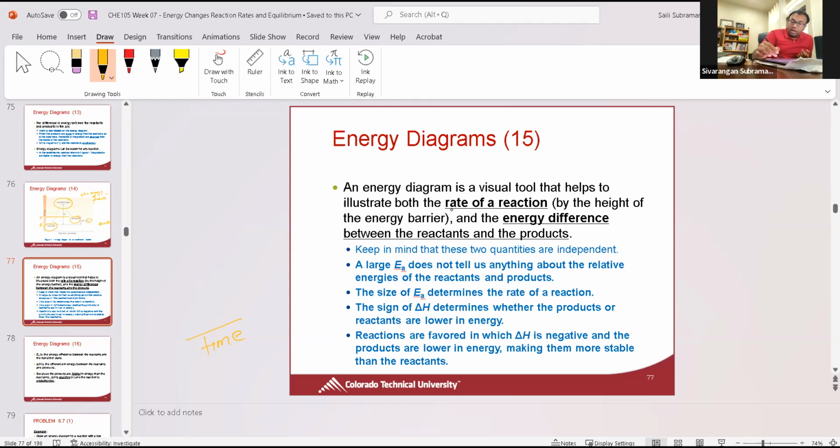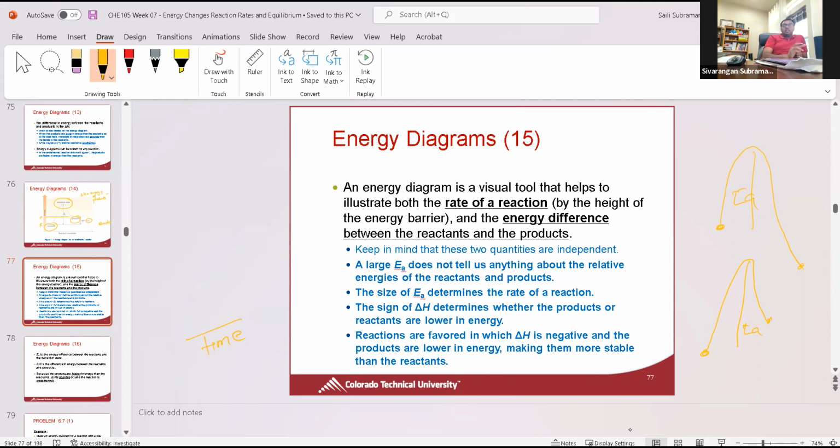If I have an extremely high energy of activation, you do not know whether the reactants are at a higher place than the products, or the reactants are at a lower state than the products. The energy of activation in both instances is the same. So you don't know anything about the starting point or the ending point, but you do know that it's a slow reaction because it's got a high energy of activation.